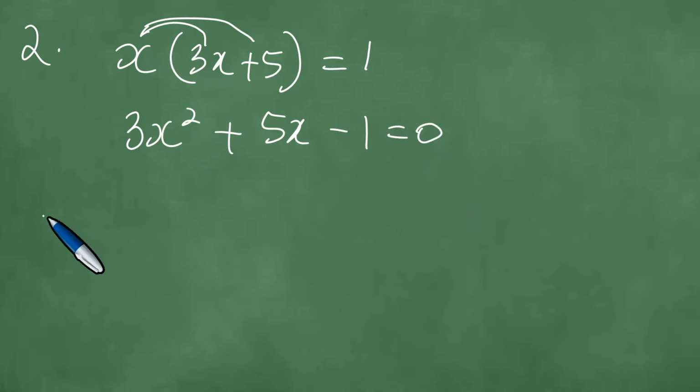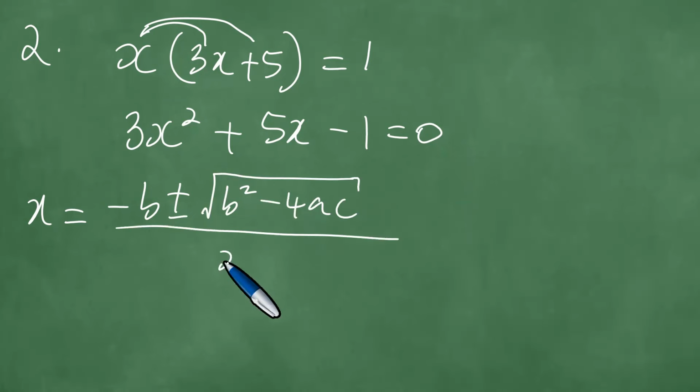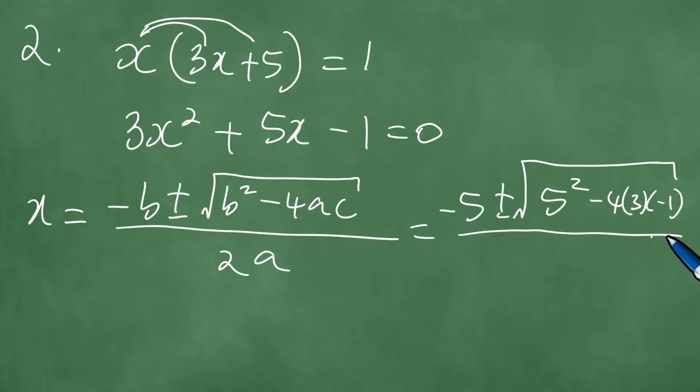It's 0. We use the quadratic formula, which says x equals minus b plus or minus the square root of b squared minus 4ac, all this divided by twice a. And this is minus b, which is actually minus 5, plus or minus the square root of b, which is 5 squared, minus 4 times a, which is 3, and c is minus 1, and you divide everything by twice a, and a is what? a is 3. So that you have plus or minus here.